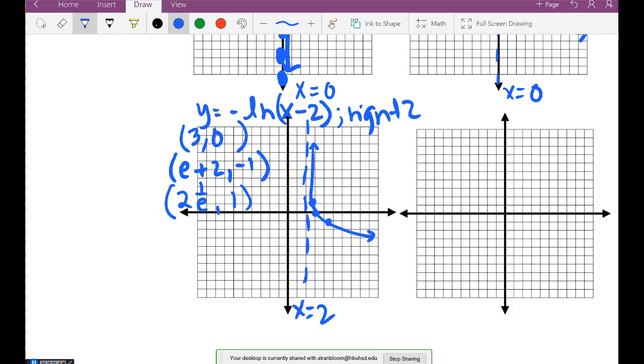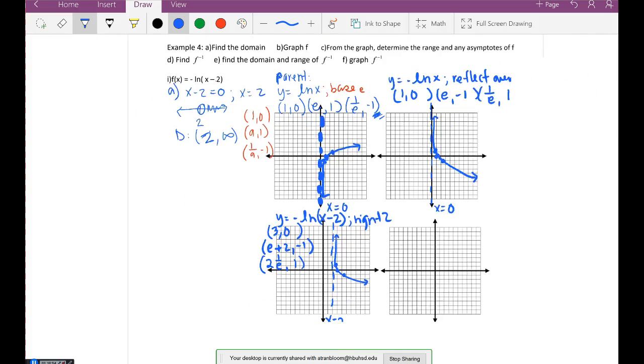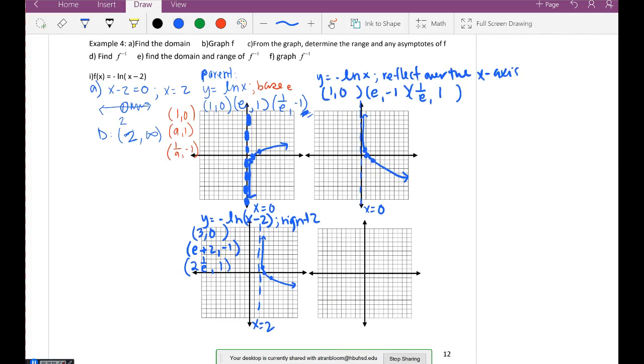All right, are we done with the graphing of f? Perfect. Now let's go back to this. So that was b. Let's do c. C from the graph of f. Can you state the range? So this is letter C. What is the range, class? It's all real numbers. Very good.